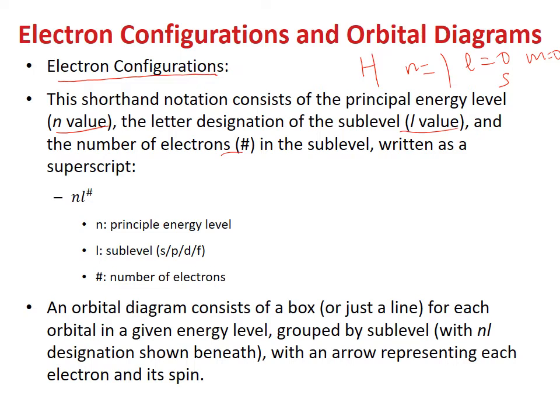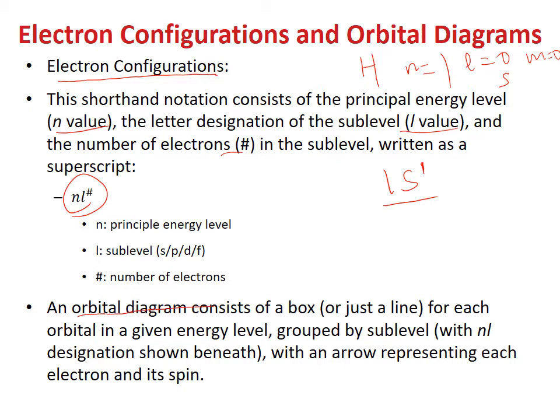So to write the electron configuration, we write n, l, and the number of electrons. n is 1, l is s, so 1s, and the number of electrons is 1, so we put that here: 1s1. Okay, that's the electron configuration for the hydrogen atom.